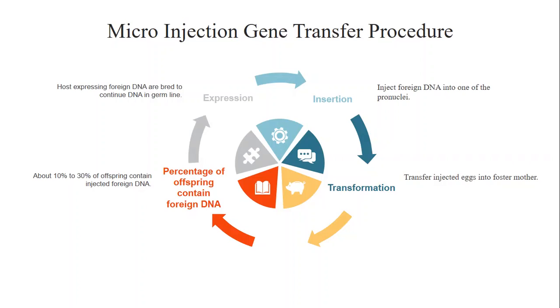One of the methods is microinjection, and some other methods also exist: electroporation, particle bombardment, sonoporation, laser induced, and bead transfection. Microinjection is an efficient method to transfer the gene into the organism.